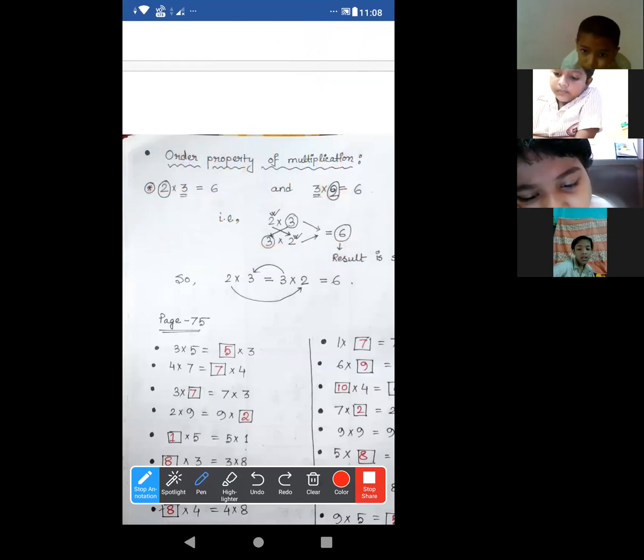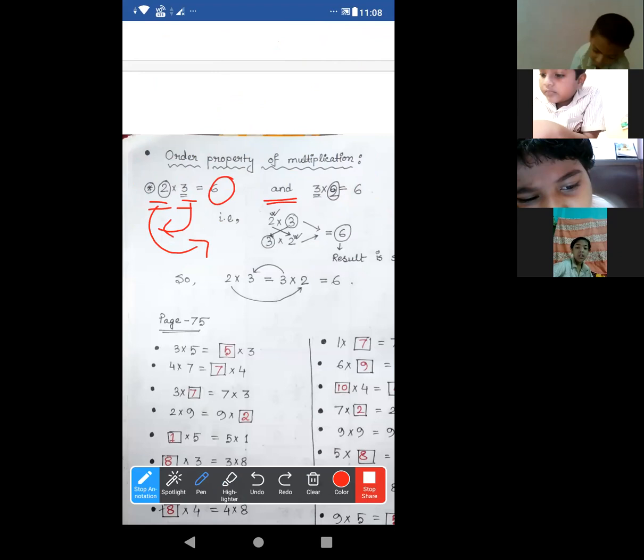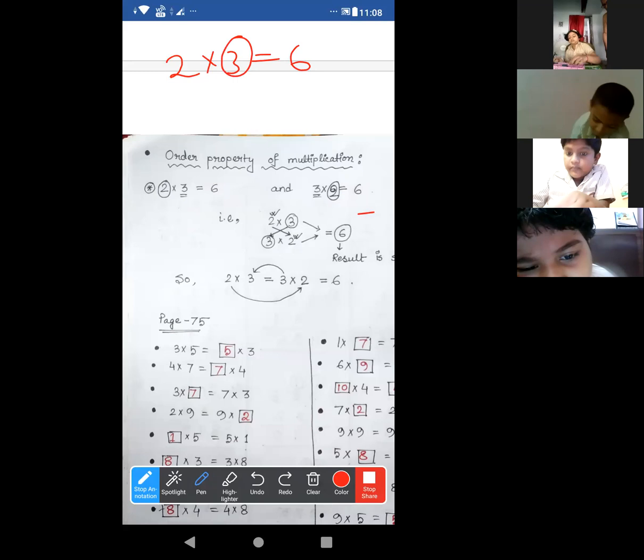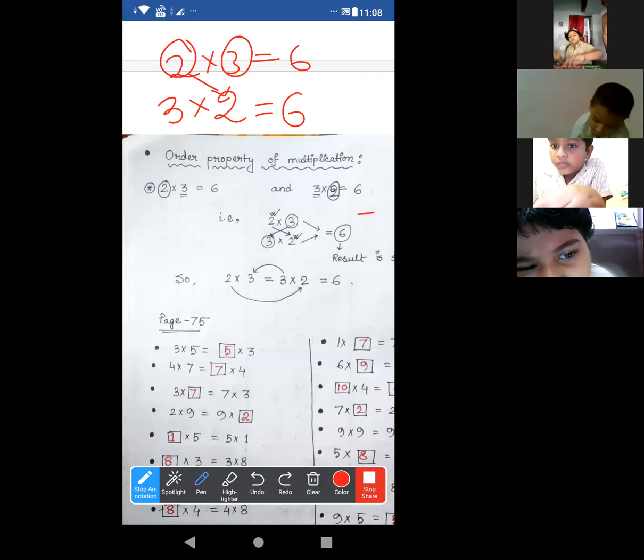Look at this. 2 into 3 is equal to what? 6. And if we take 3 first, 2 last. Understood? So suppose 2 into 3 is equal to 6. But now we are taking it in such a way that 3 will be coming in the first place. 3 into 2. Look, we have changed the place. 2 is in the last. Yes. Then also the answer will be 6. Yes or no? Sholanki? Devi, yes, huh? Good.